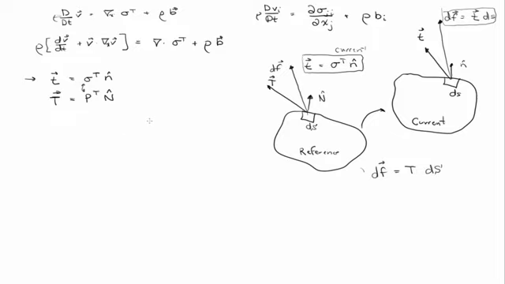We know how arbitrary little vectors transform between configurations. They transform like this, right? We also know how volumes transform, right? So dV transforms under J dV0.